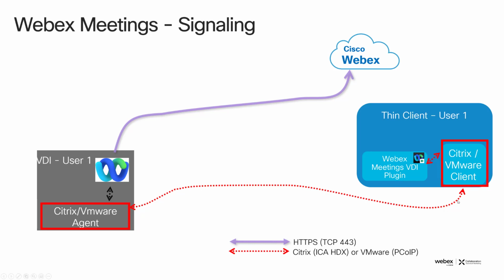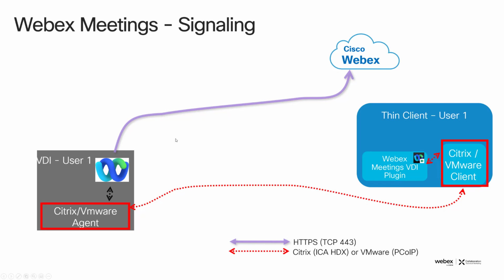Once they launch their VDI session, we launch this virtual channel, the dotted red line, and we're receiving our VDI desktop and we're sending mouse and keyboard events up. So this is standard VDI. Now, where does Webex come into the picture? When the user launches the Webex app, it will always connect to our Webex service.